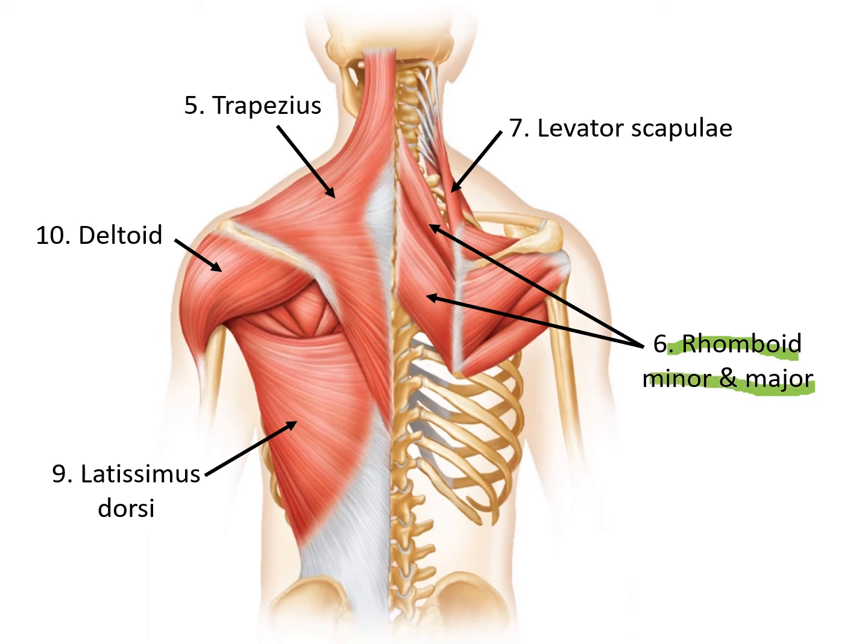Rhomboid, major and minor, these are named for their shape. A rhomboid is a tilted square, basically. So these two muscles that go from the scapula, its medial border, to the spine are the rhomboid minor and major. And again, that's for size, but like the zygomaticus, the minor is the one on top. The rhomboids are shoulder retractors.